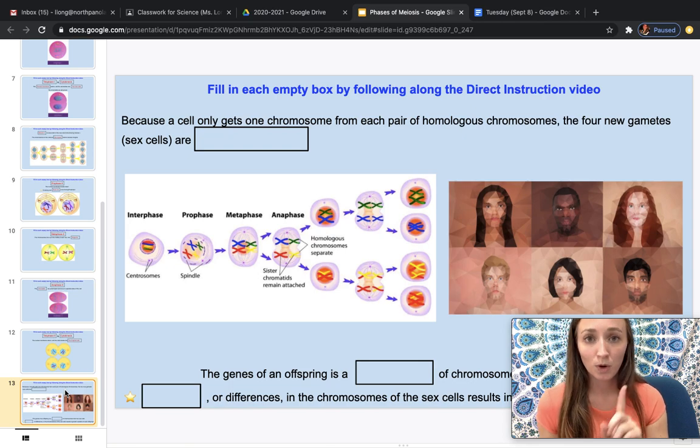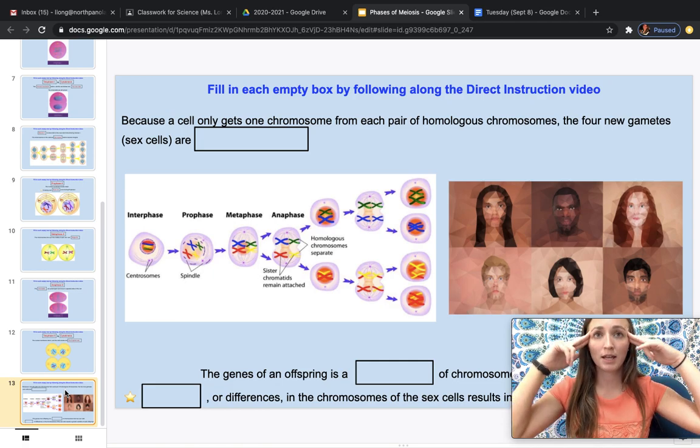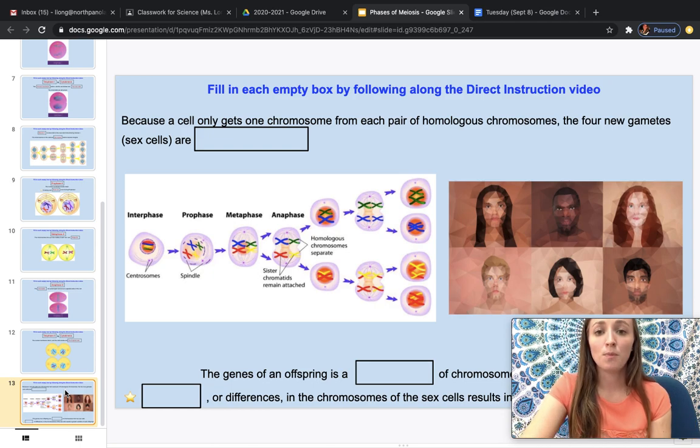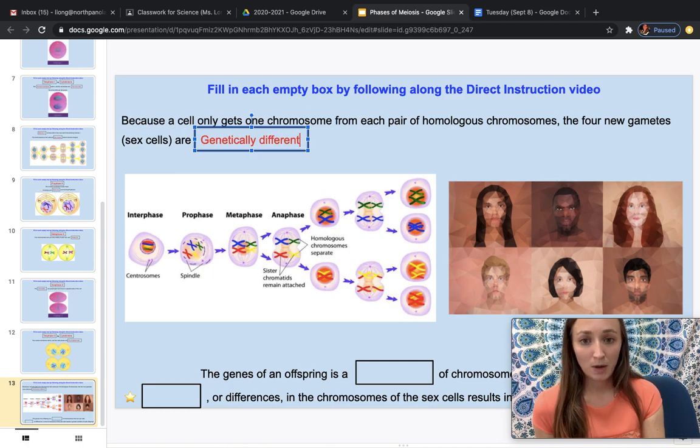So let's do this one last slide here. This is the most important part of meiosis. This is why we learn it. This is what I really want you to take away from today. Because your cell gets only 1 chromosome from each pair of homologous chromosomes, the 4 new gametes, or the sex cells, are genetically different. What do I mean by that?